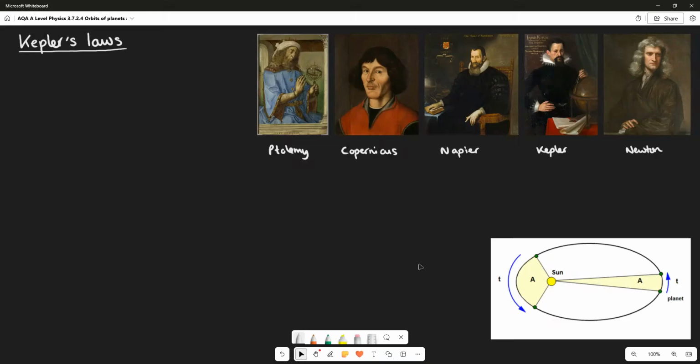Welcome to the orbits of planets and satellites. About 2,500 years ago, Aristotelian physics was believed to be correct.